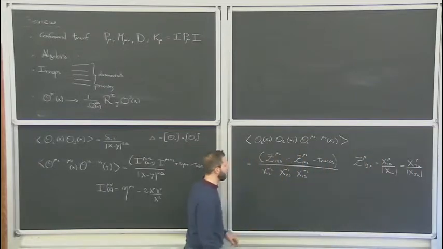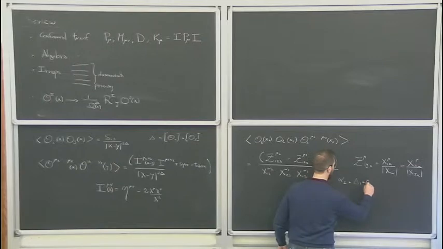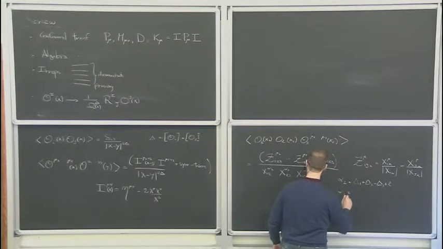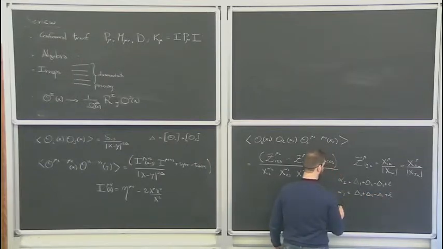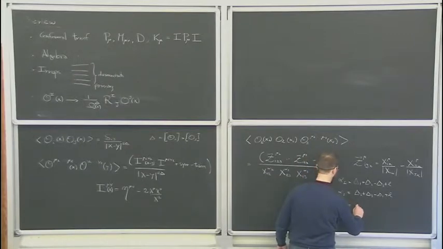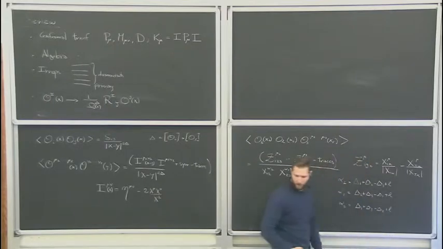And the powers alpha 1, alpha 2, alpha 3 are of the form: alpha 1 is delta 1 plus delta 2 minus delta 3 plus L. Alpha 2 is delta 2 plus delta 3 minus delta 1 plus L. And alpha 3 is delta 1 plus delta 3 minus delta 2 plus L. Okay.